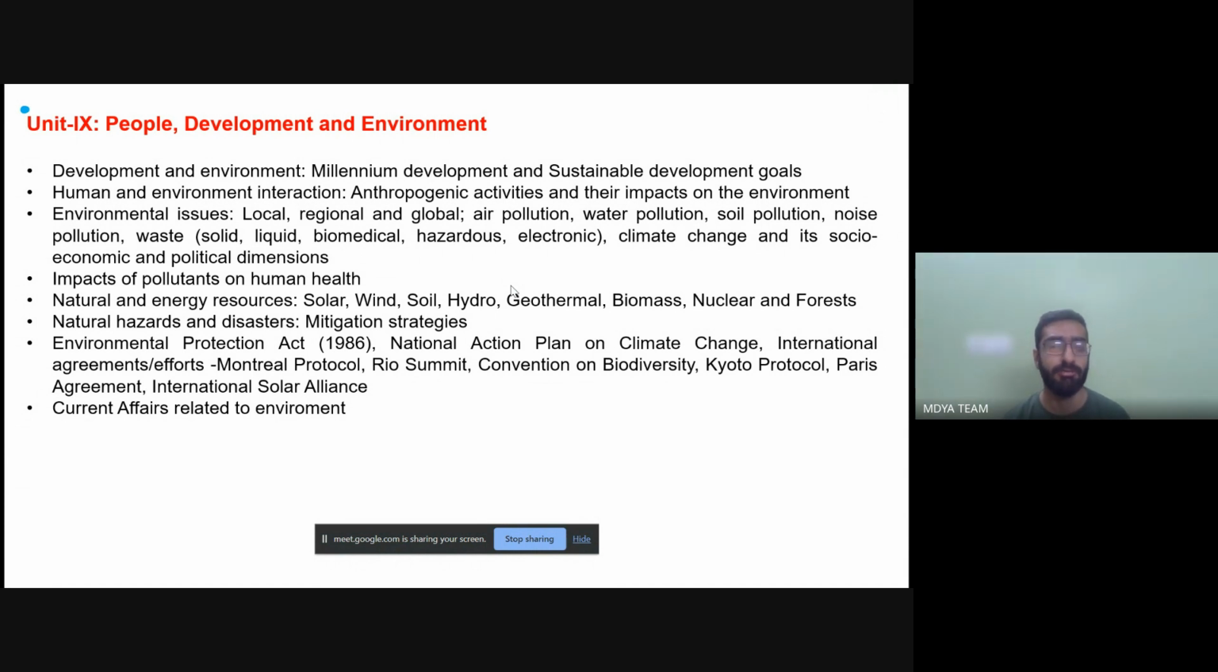And also, we would understand climate change and the socio-economic and political dimensions, how political decisions affect the environment.